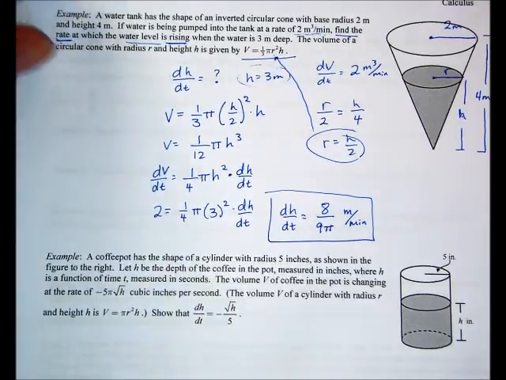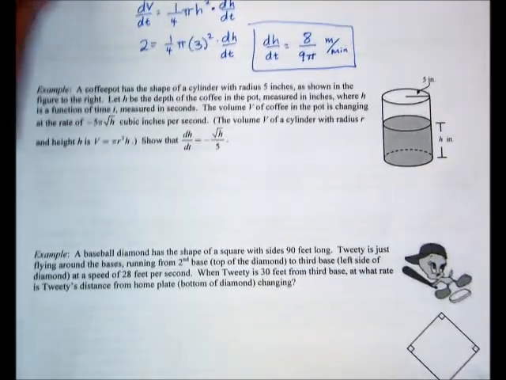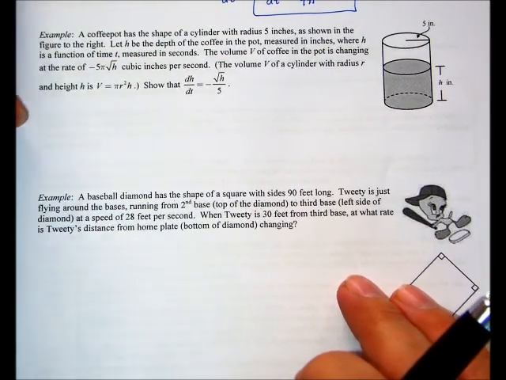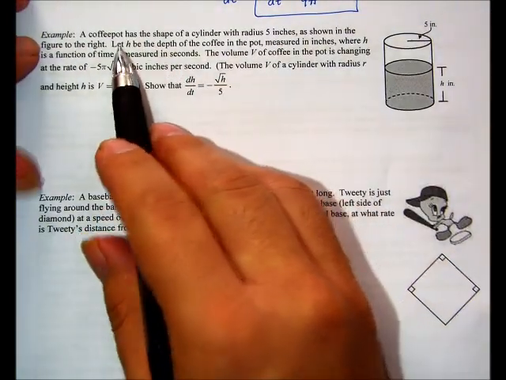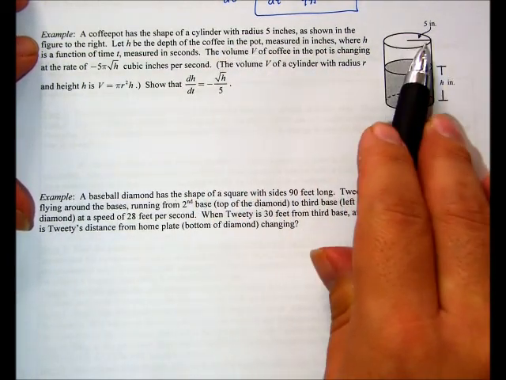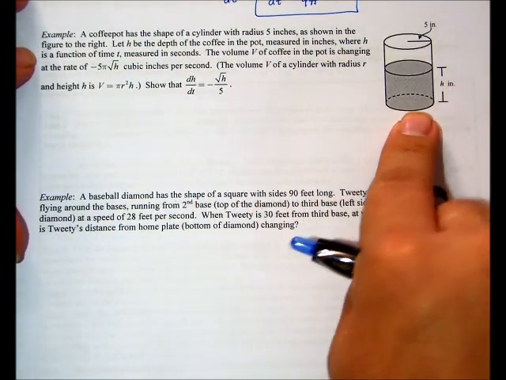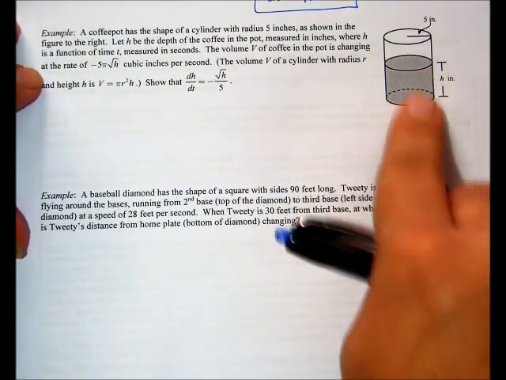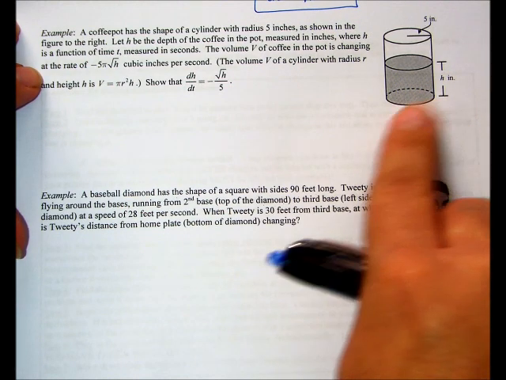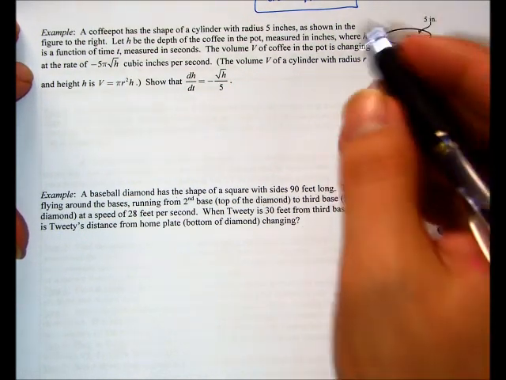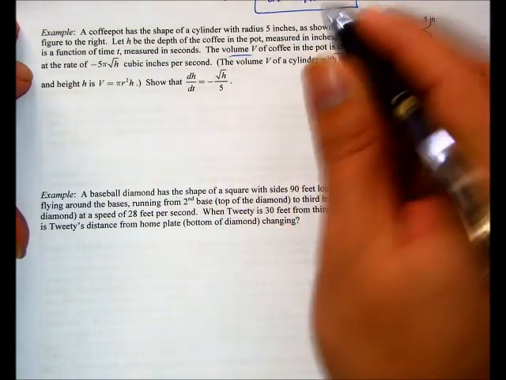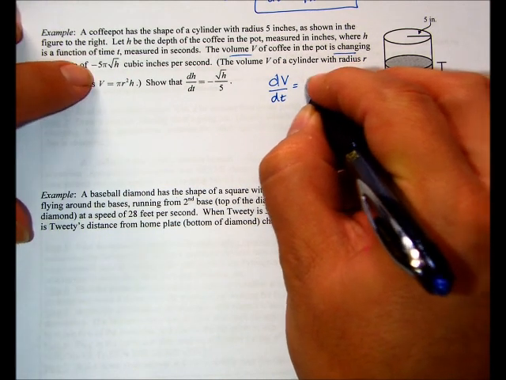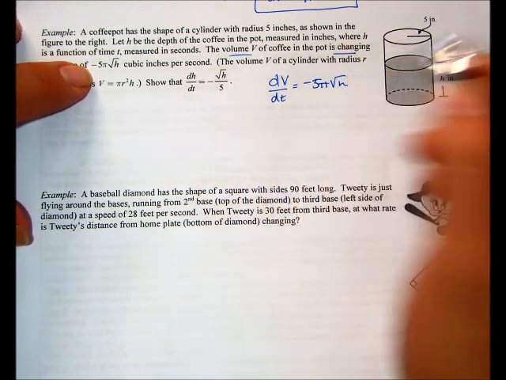Okay, so now let's look at the next one here. A coffee pot has a shape of a cylinder with a radius of 5 inches, as shown in the figure here on our right. Let h be the depth of the coffee measured in inches, where h is a function of time. The volume of the coffee is changing. So we already know the volume is changing. That's our rate of change. So dV/dt, we'll just put this down right away, is negative 5 pi square root h.